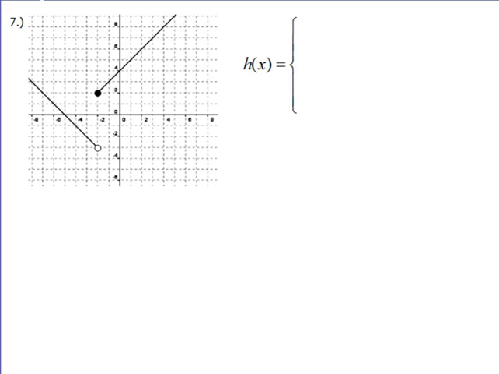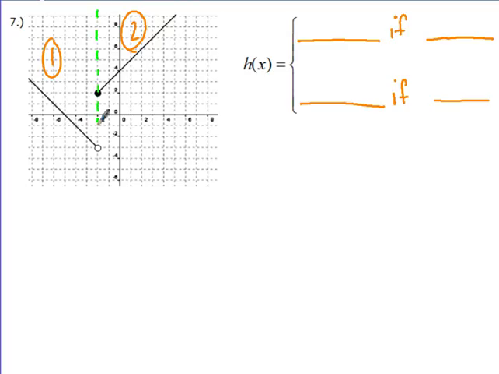Alright, question 7. I did not fill in as much as I did for the previous 2, so we're going to have to fill in a little bit of information here. Do our lines. How many pieces do we have? That's our first thing we have to look for. We have 2 pieces. So here's our y equals mx plus b if, and then we have our domain. Our second piece, that's our mx plus b if, and then our domain. Where would you put your dotted line? So look for your open and closed circle, and let's go ahead and put a dotted line.